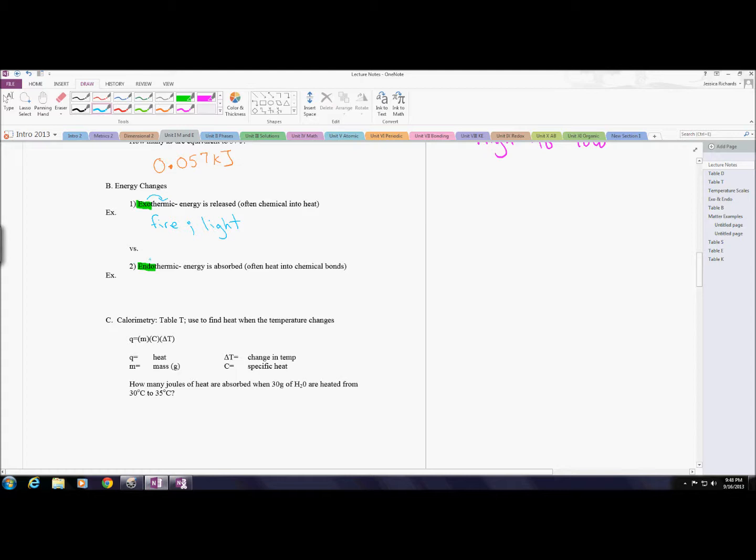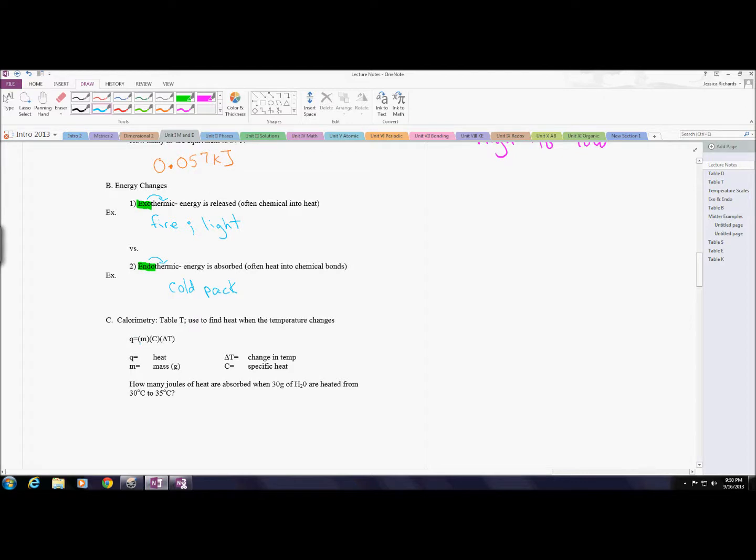Endo means inside or within. So endothermic are going to be heat within. Okay, so these are going to absorb heat. In exothermic, the chemical potential energy is turned into heat. In endothermic reactions, the heat is often turned into chemical bonds. These are a little bit harder to identify just in common everyday things, but if you ever get one of those cold packs where you snap it and it gets cold, that's going to be an endothermic reaction.